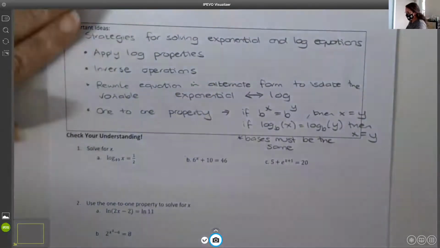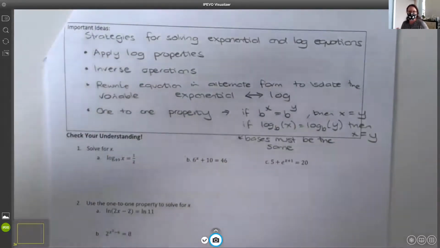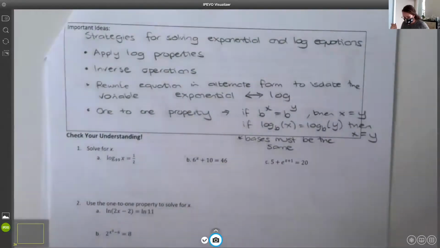So you want to think of this almost like a menu of different choices that you have when you're solving an equation with exponentials and logs. You're going to use one or more of these strategies depending on what the equation is that you are given. So let's work through a few examples.